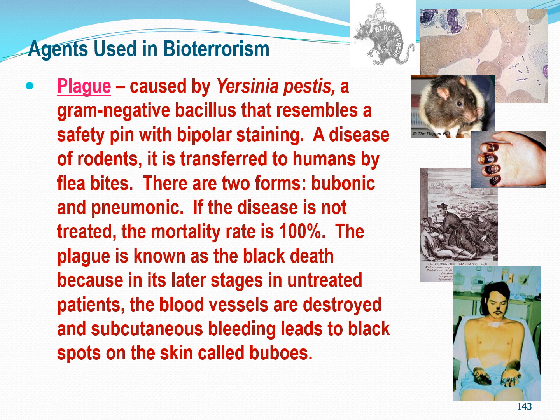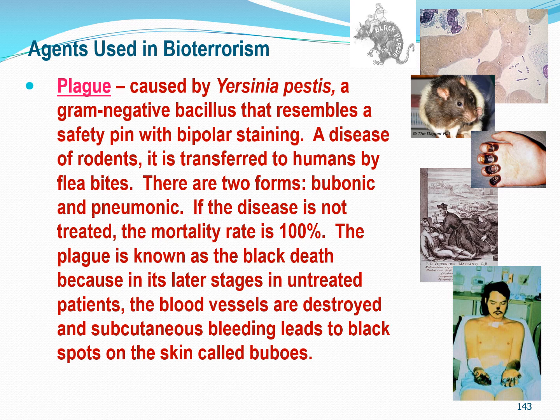The Black Plague. That was caused by Yersinia pestis, which is a gram-negative bacilli that resembles a safety pin, okay, with bipolar staining, okay? And there's a picture of that up there on the top right-hand side. So a disease of rodents, right? It transferred to humans by flea bites. The fleas got on the rats, they got the disease, the fleas got on the humans, and then the humans made other humans sick, right? There are 2 forms, bubonic and pneumonic. If the disease is not treated, the mortality rate is 100%.